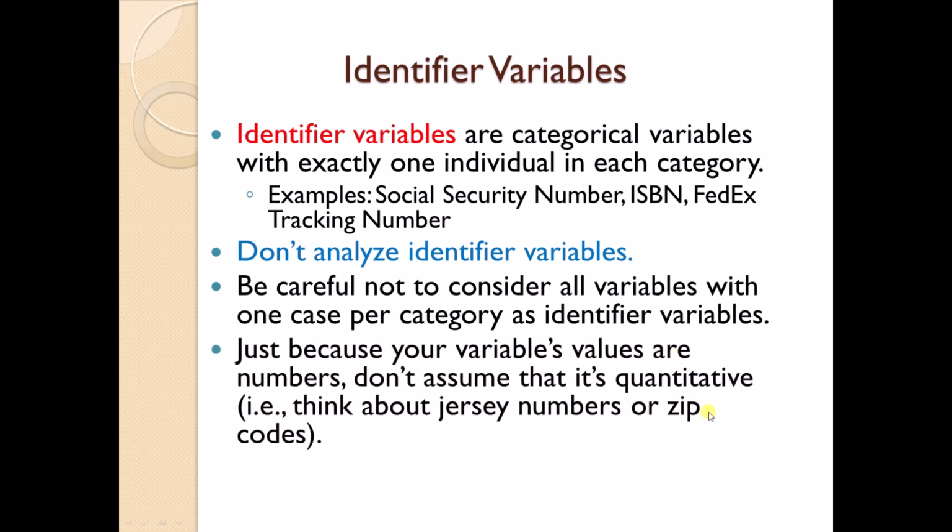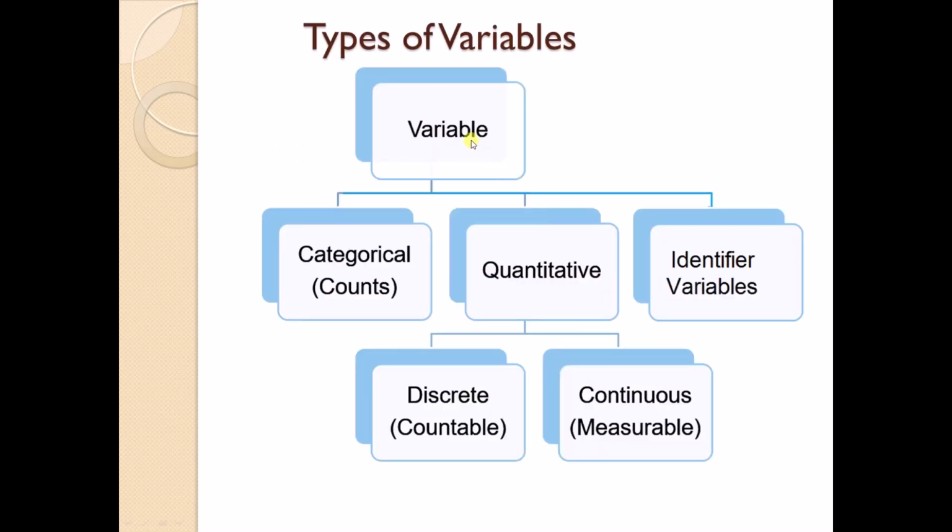All right, so just because your variable's values are numbers, don't assume that they're quantitative. So jersey numbers, zip codes, there's really no way to rank order those things in a meaningful way. So they just identify whoever possesses that particular number. So here's your breakdown. Categorical are just counts within categories. Quantitative split into discrete, which would be countable. Continuous, which would be measurable. And identifier.